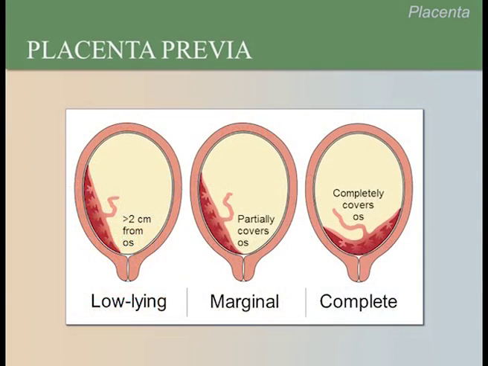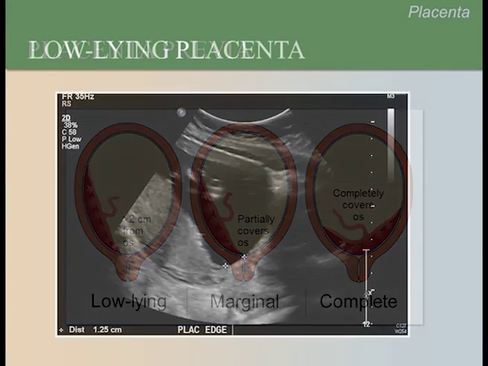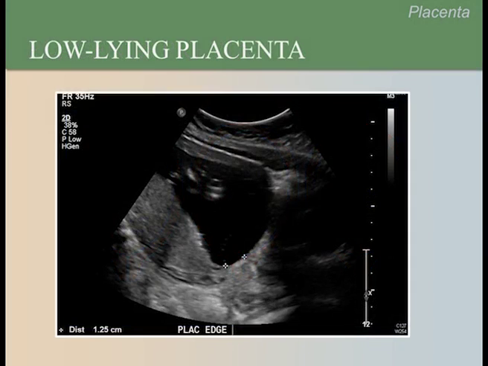These illustrations show the difference between the 3 types. Here you can see that the complete previa covers the entire os, whereas the marginal previa covers only a part of the os, and the low-lying is less than 2 centimeters away from the os. This is how the low-lying placenta looks on ultrasound. Low-lying placentas are 2 centimeters or less from the internal os.